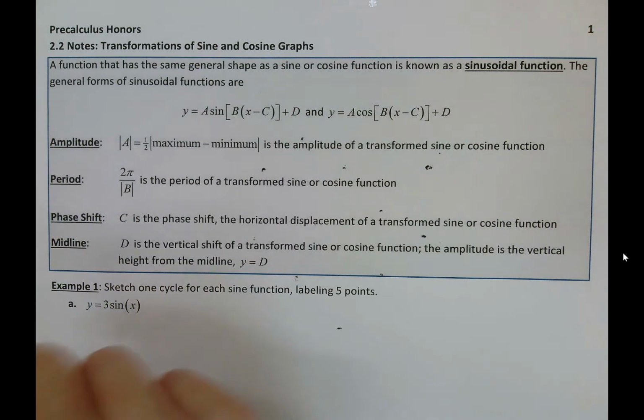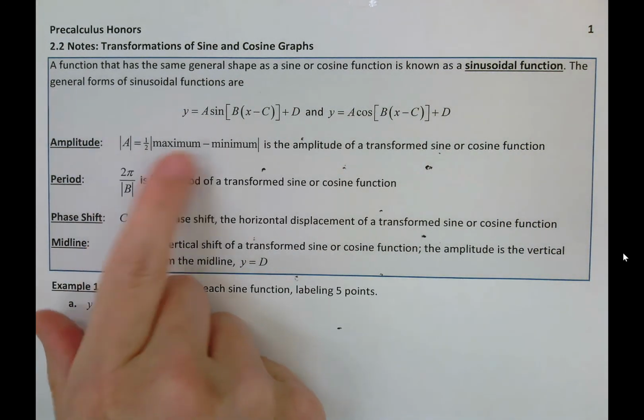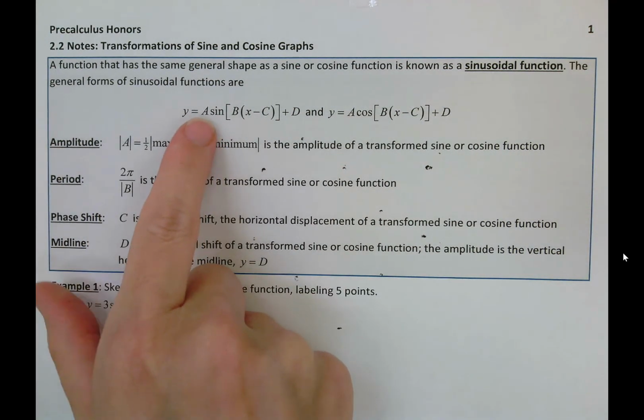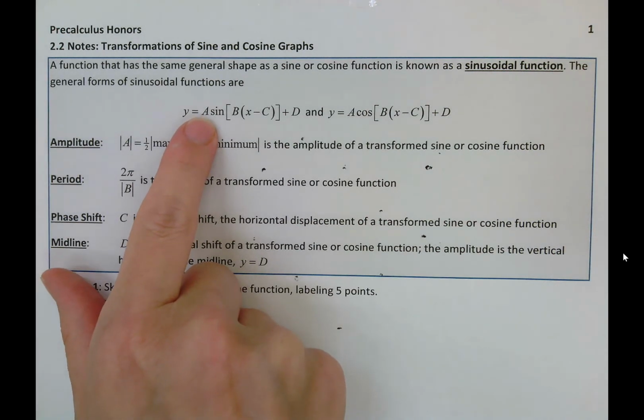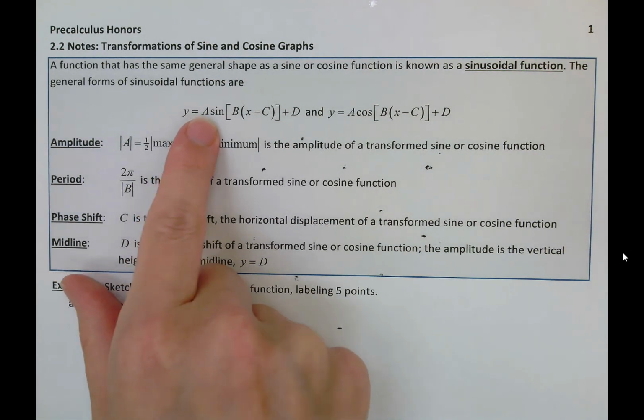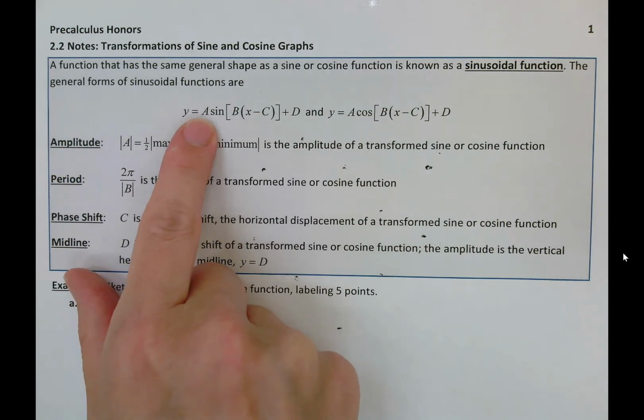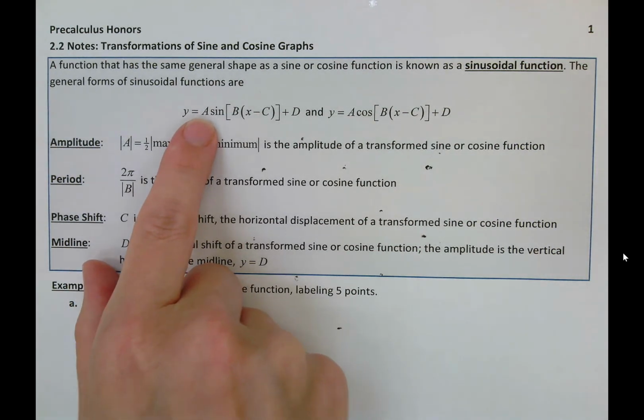When we look at amplitude, we're looking at the absolute value. So sometimes when we transform graphs, we have that negative out in front with that coefficient, and what that does is reflect across the x-axis. But when we ask for amplitude, we're looking at the absolute value of that.